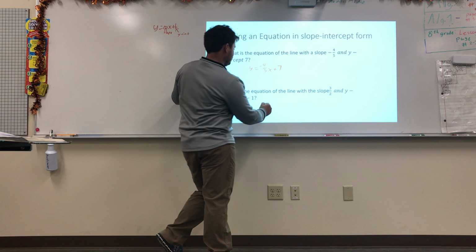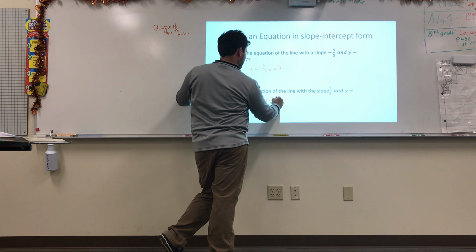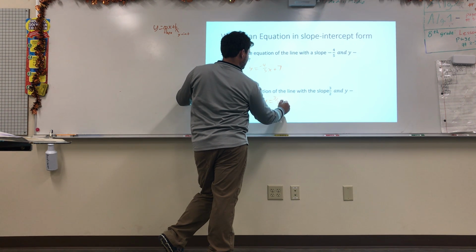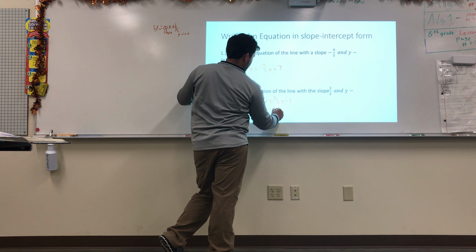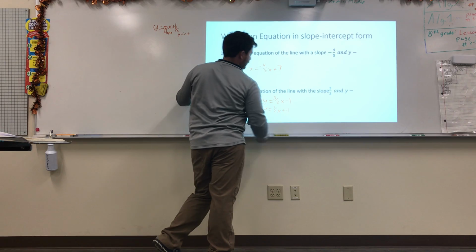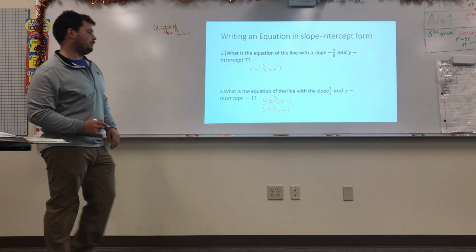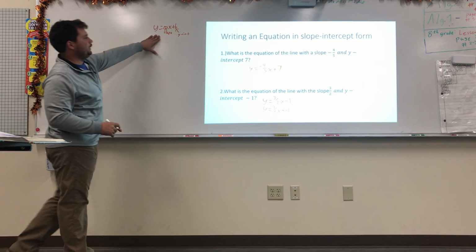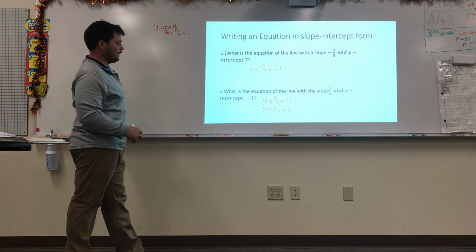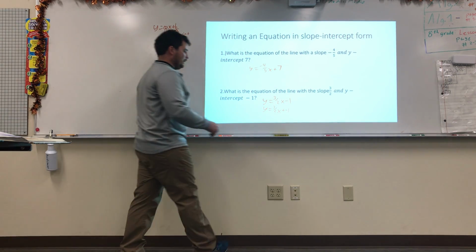Okay, here, same thing. Y equals 3/2 is my slope, x, minus 1, or you could also have y equals 3/2 x plus a -1. Either way, it is the same thing. All you are literally doing is subbing in for your slope and your y-intercept. Not too complicated, right?